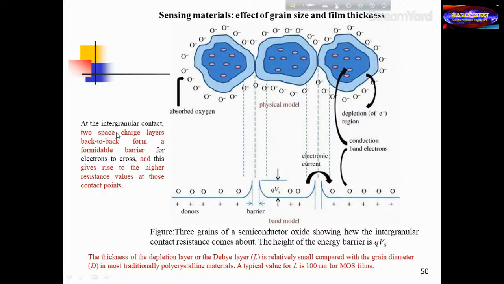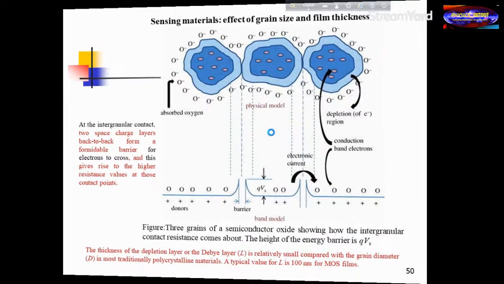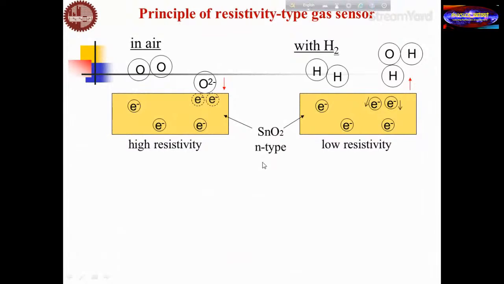So at the intergranular contact, two space charge layers back to back form a formidable barrier for the electrons to cross, and this gives rise to higher resistance values at this contact point. So these are the contact points, but they carry negative charge and will be opposed, and they make the barrier, the depletion layer. So these are the cause of creating the resistance between the small grains.